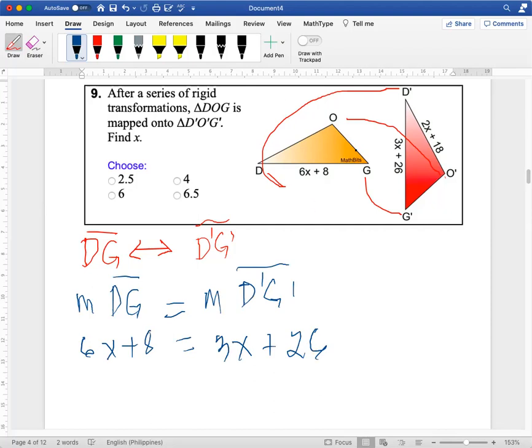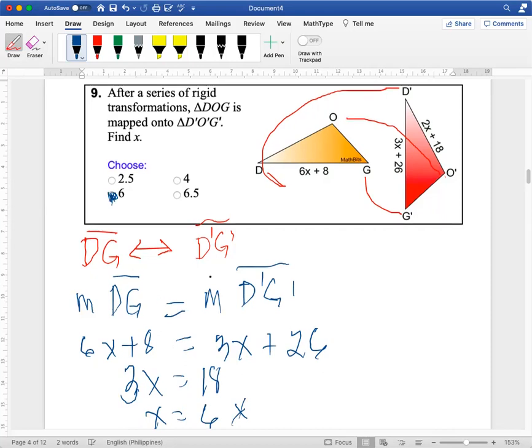Again, when we transform the triangles, we just change its orientation, but the corresponding parts are still congruent, or equal. So here we have 3x is equal to 18. So x is equal to 18 divided by 3, that's 6. Right, so the answer is 6. I hope we got the same answer.